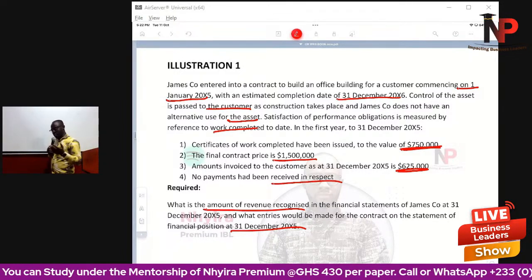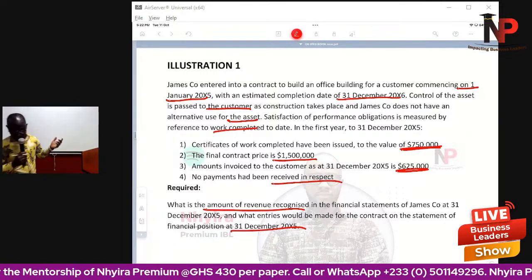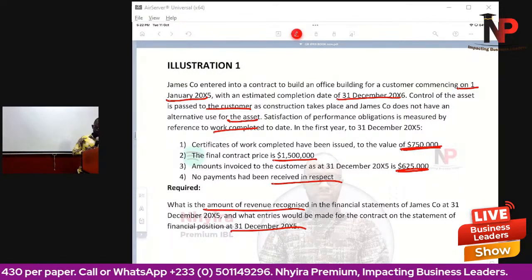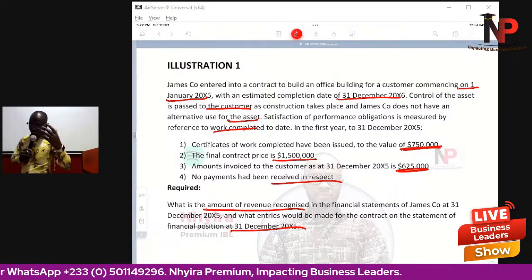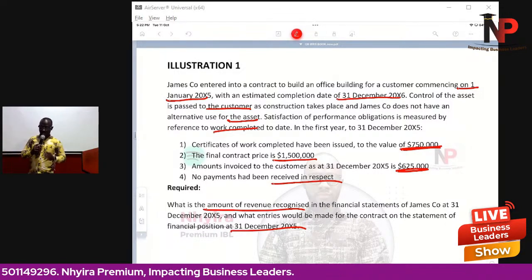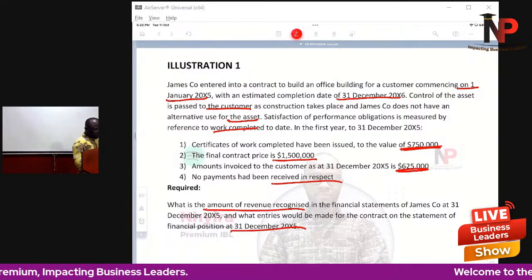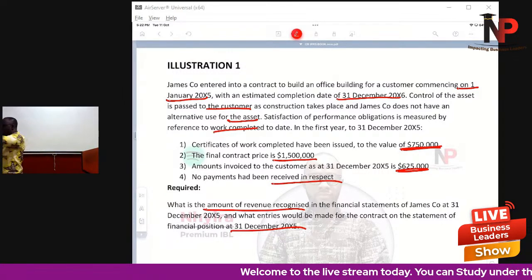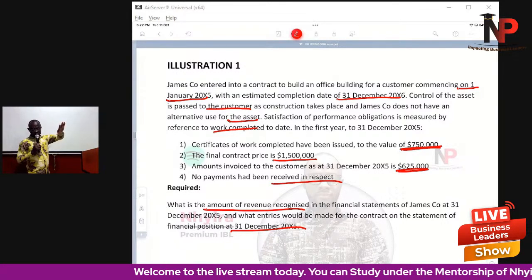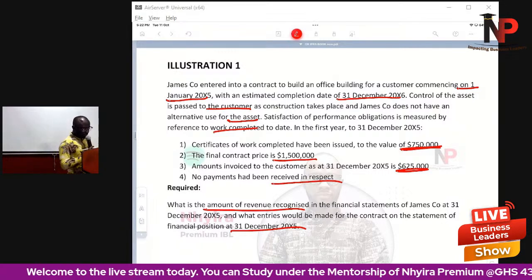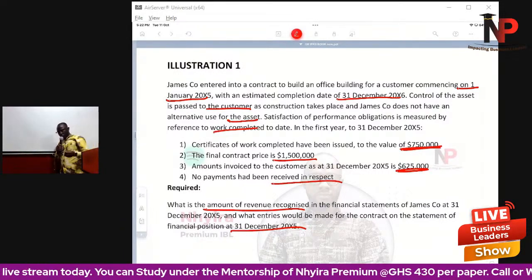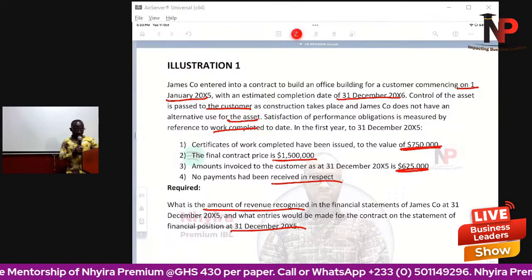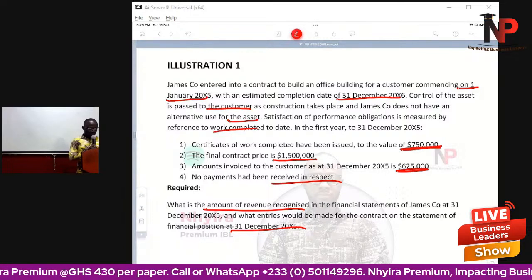So the examiner is asking us how much revenue will be recognized. Now, in the context of this question, you realize that we are not given any information about the cost. Okay? So it depends on the context of the question and the way you approach the question. And I don't want you to have one understanding, one approach, and work with that. No. You must understand the context of the question. So, if you look at it, we don't have any cost information. All we have is work certified, total contract price, amount invoiced.